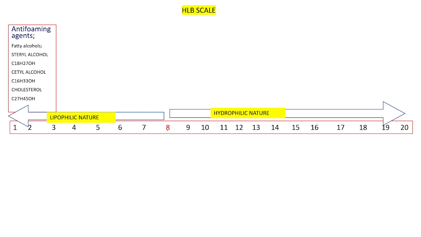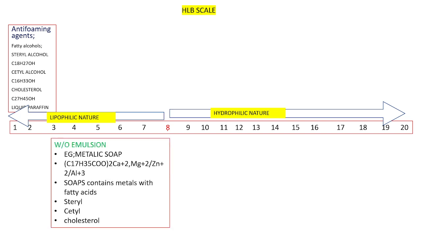These are the anti-foaming agents, and the HLB value of anti-foaming agents is 1 to 3. These are purely lipophilic in nature because of the presence of 18 carbons, 16 carbons and 27 carbon atoms. Next comes liquid paraffin, which was also asked in the previous year GPAT. What is the HLB value of liquid paraffin? Liquid paraffin HLB value is 1 to 3.